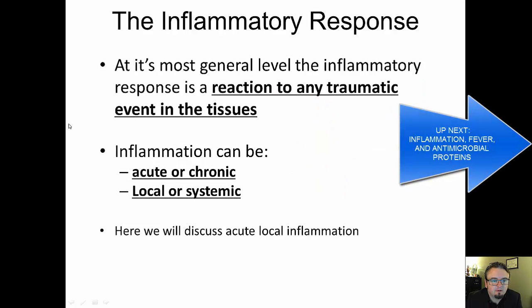Okay, next we're going to talk about the inflammatory response.